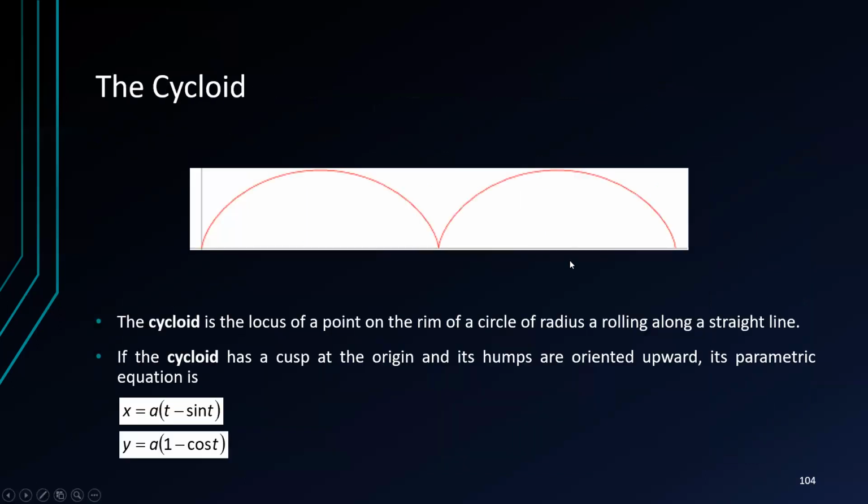Then, the cycloid. Di ba, yung mga mechanical, meron yung sa gearing. The cycloid is the locus of a point on the rim of a circle rolling along a straight line. The cycloid has a cusp at the origin and its humps are oriented upward. Its parametric equation is x is equal to a times t minus sine theta, y is equal to a times 1 minus cosine theta.